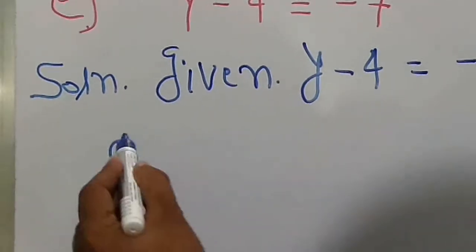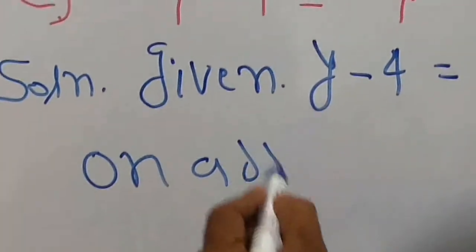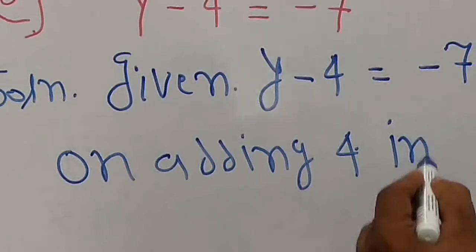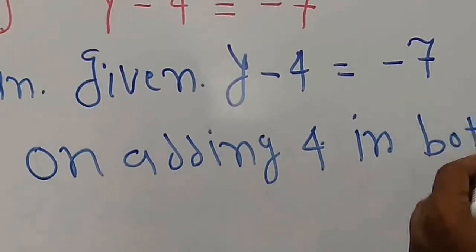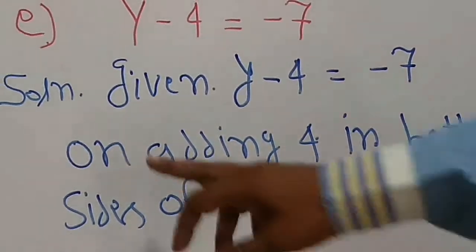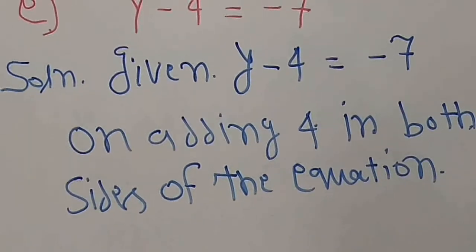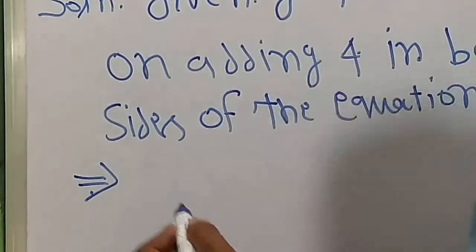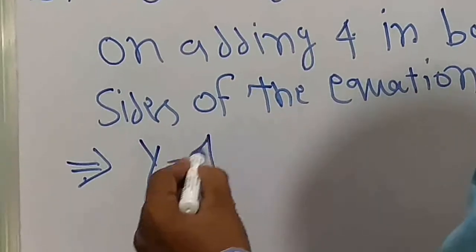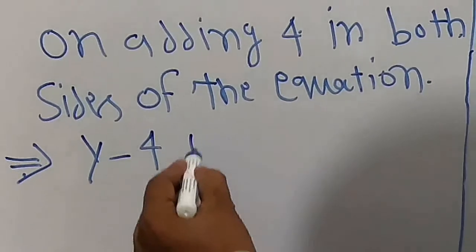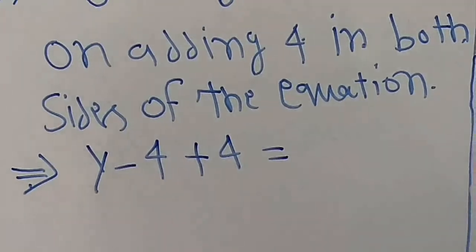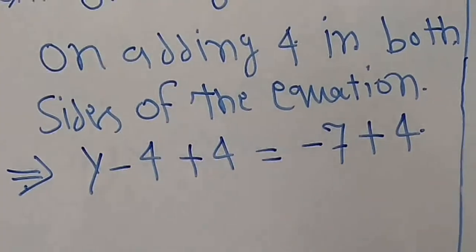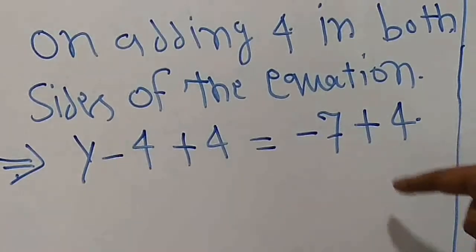On adding 4 in both sides of the equation. So equation looks like this. Y minus 4 and adding 4, it means plus 4 in both sides of equation. It means it is minus 7 and plus 4. So the equation is y minus 4 plus 4 equal to minus 7 plus 4.